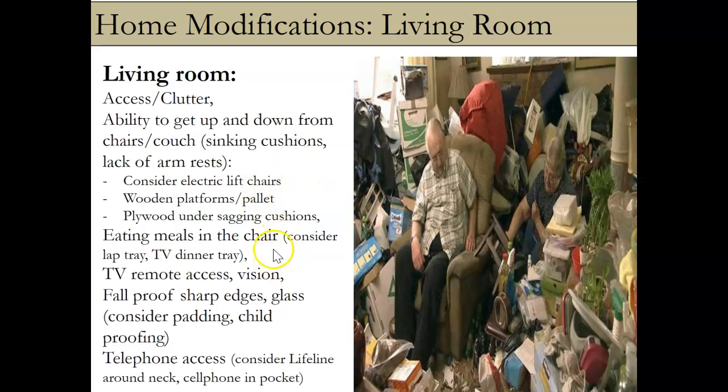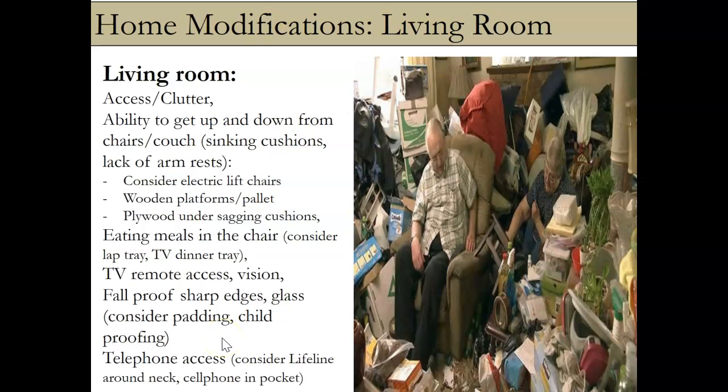If they're eating in their chair, lap trays, dinner trays. The TV remote can be a big issue. There's big remotes, I think, for low vision. You may have to adapt that. You may have to work on teaching them how to use the remote. They get like a dish or something, and those remotes can be overwhelming. I spent entire visits just teaching somebody with a slight cognitive issue how to use their remote.